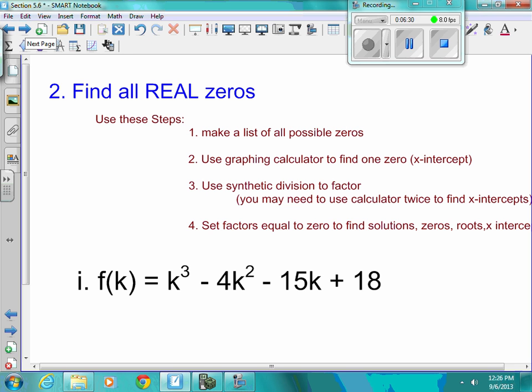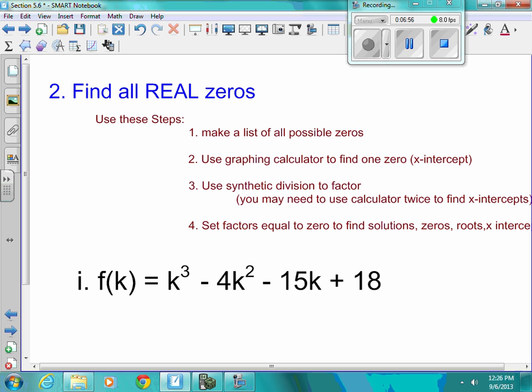So, finding all the real zeros. Here are the steps to finding all the real zeros. I would expect that you put these in your notes so you have them for later. Make a list of all the possible zeros. So we're going to go through with the rational zero theorem. We're going to list out all possible zeros, in this case rational zeros. These are real zeros, but we'll see how to make that connection as we go through the section here.